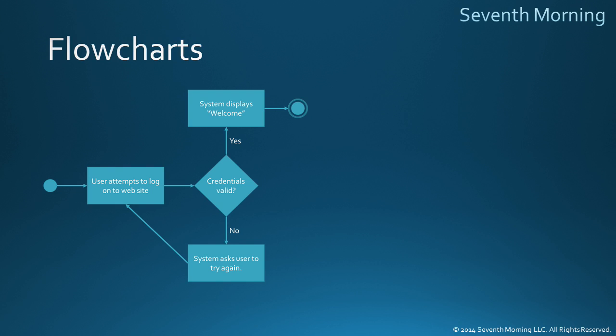So that's what we were talking about when we say that when the connector is leaving a diamond shape, it depends on some kind of condition, and that's why we have to label the connectors that leave the diamond shape. So note that these two outcomes are also handled differently from here. If the system welcomes the user, we consider the process complete, and that's why we have the connector going from that welcome step to the finish shape. But if the system tells the user to try again, then we have a connector going back to the step in the process where the user attempts to log on to the site.